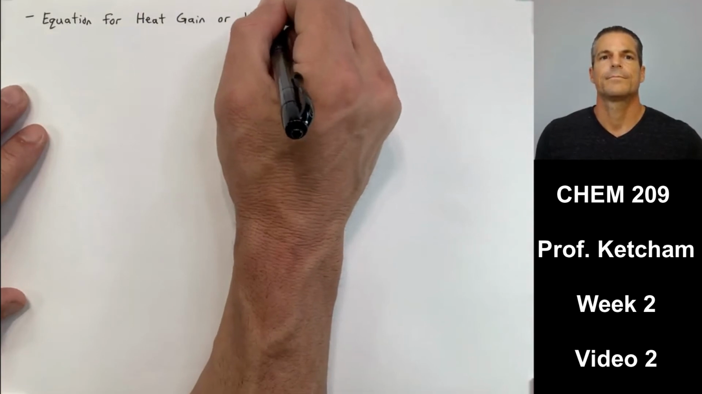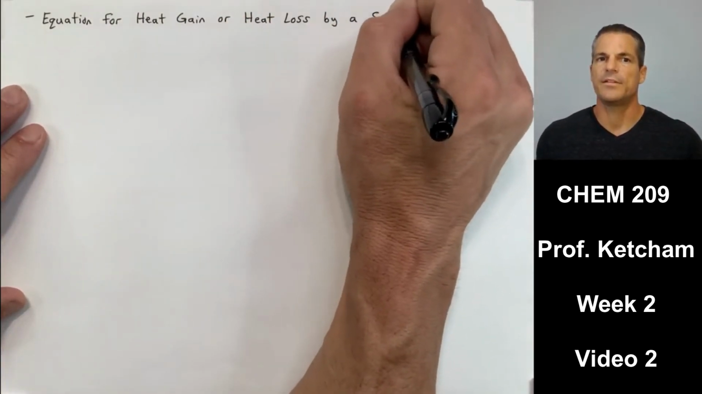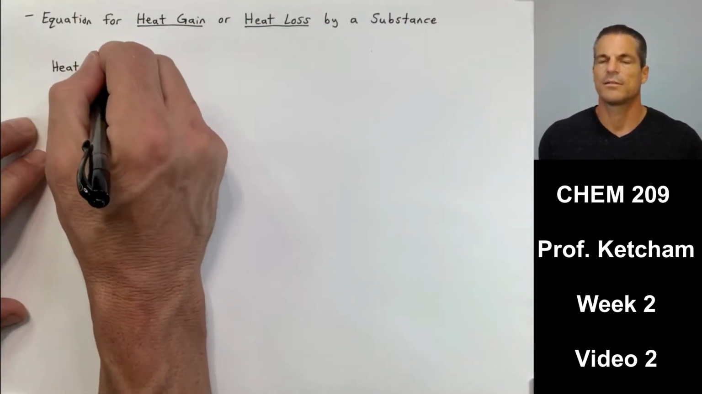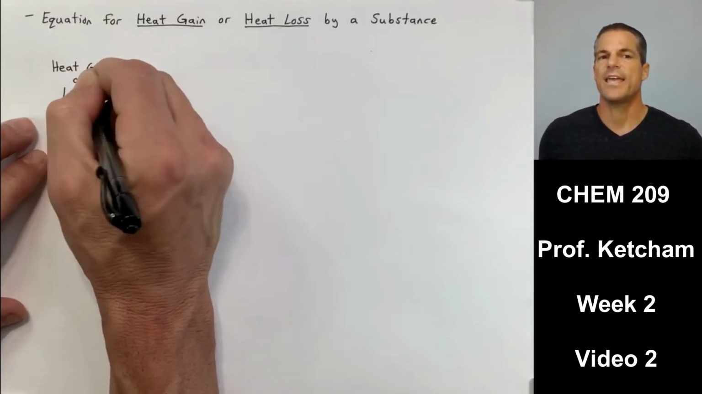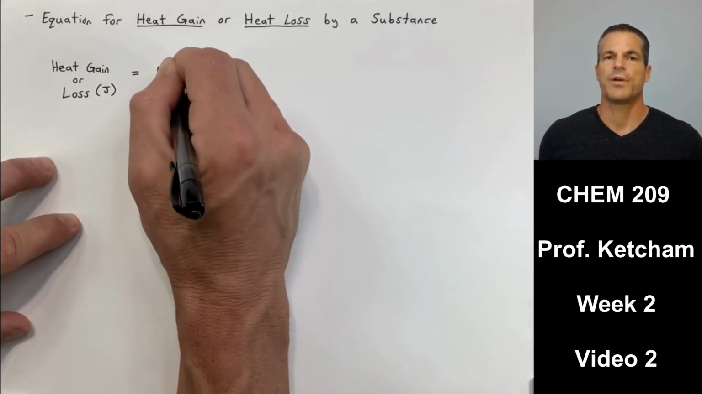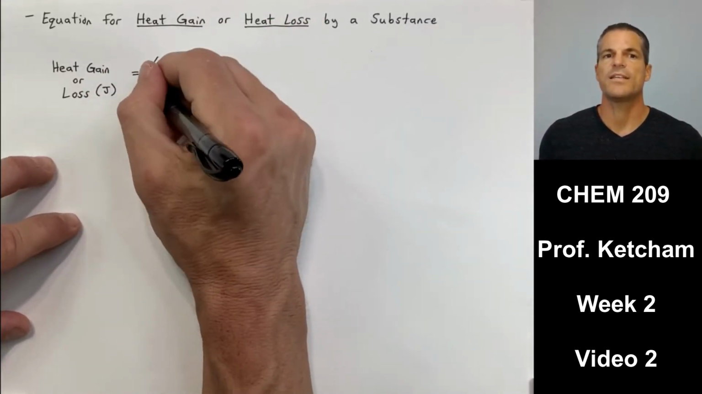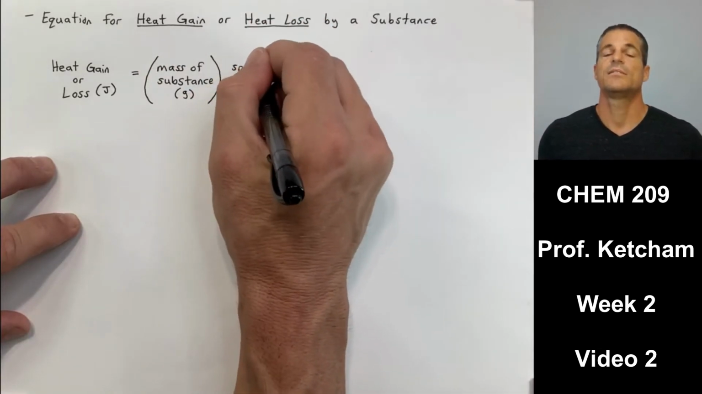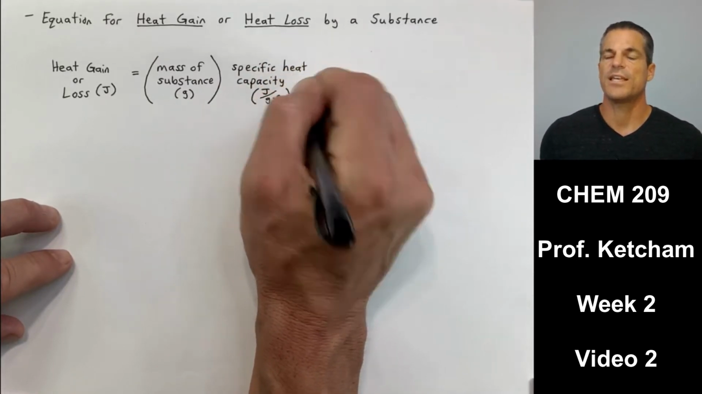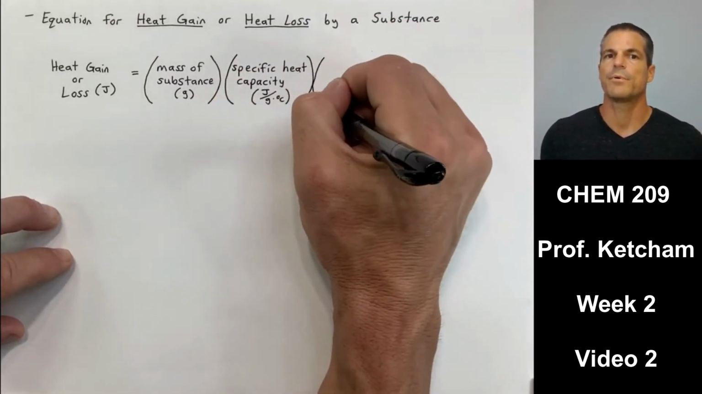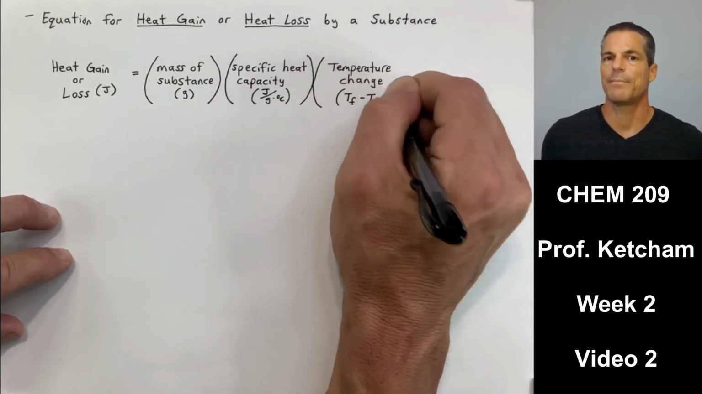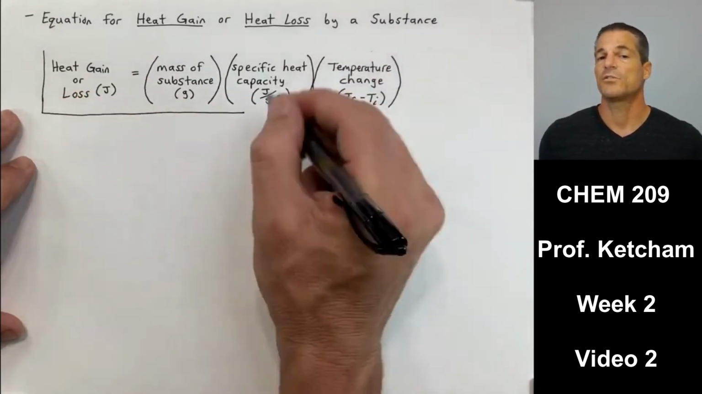water. All right, so let's take that further and put it into an equation for heat gain or heat loss by a substance. Okay? So heat gain or heat loss is measured in joules. That's why you see the capital J in parentheses. And that is equal to the heat gain or lost by a substance is equal to the mass of that substance in grams times that substance's specific heat capacity in joules per gram per Celsius times the temperature change. Now the temperature change is the final temperature, TF, minus the initial temperature, TI.